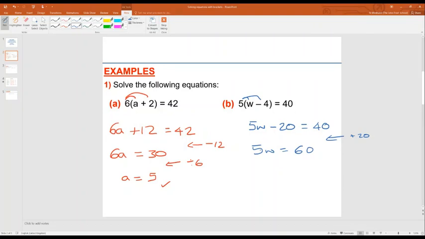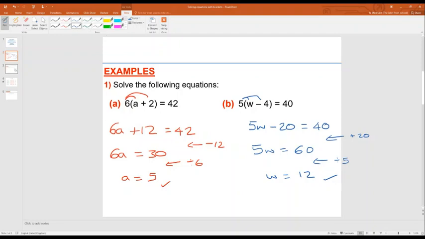And then same as last time, 6a meant to times by 6, so this means to times by 5. 5w is w times by 5. So the inverse of times by 5 is to divide. w equals 12 because 60 divided by 5 is 12, isn't it? Let's double check that in the question again. So if w is 12, then 12 minus 4 is 8. 5 times by 8 is 40. Good, that is definitely the answer.